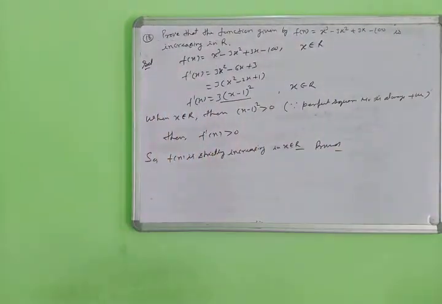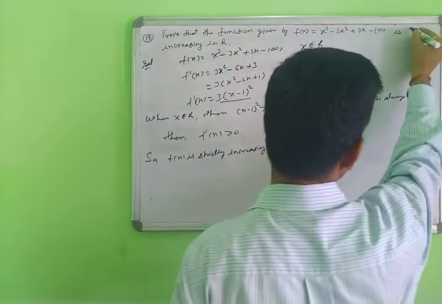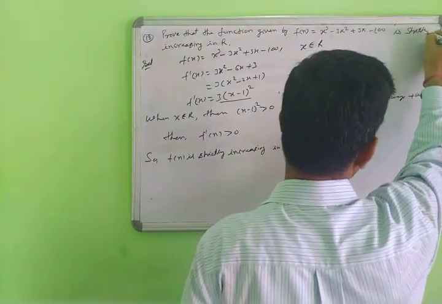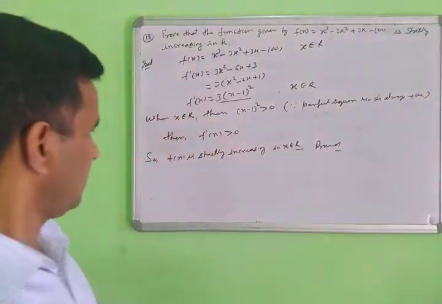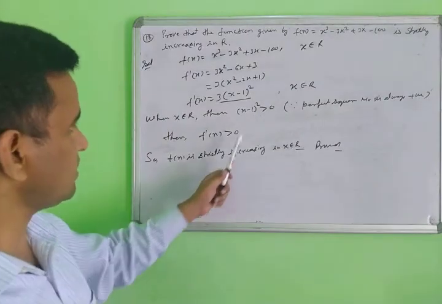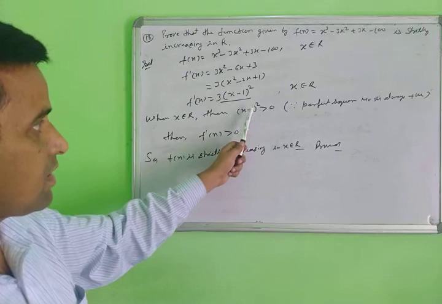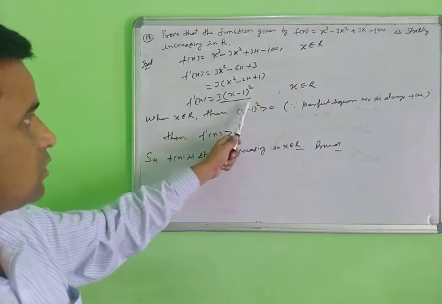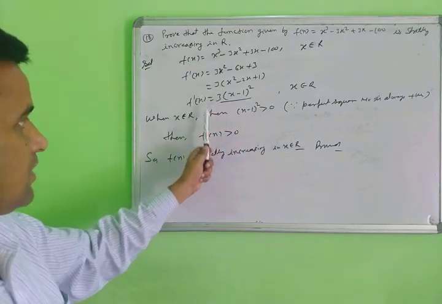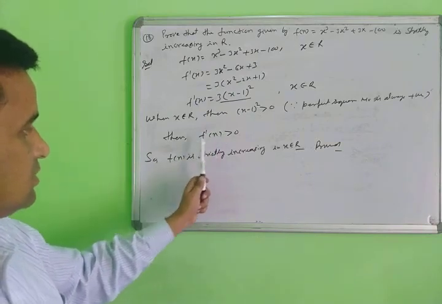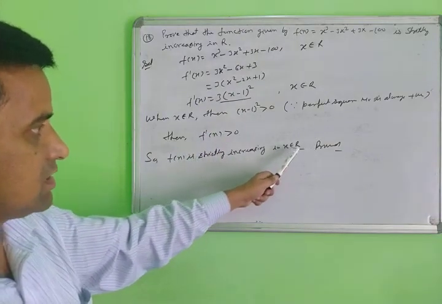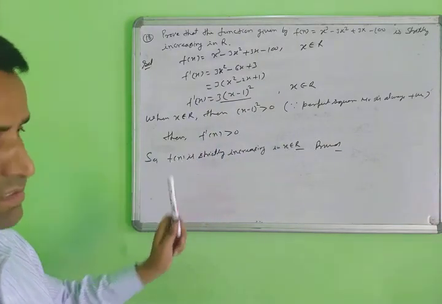This function is strictly increasing. Right? Strictly also. Strictly increasing on R. I mean this function is strictly increasing here, because if the perfect square of every number is greater than 0, then f dash is also greater than 0, so f(x) is strictly increasing in x belongs to R. Yes, no doubt.